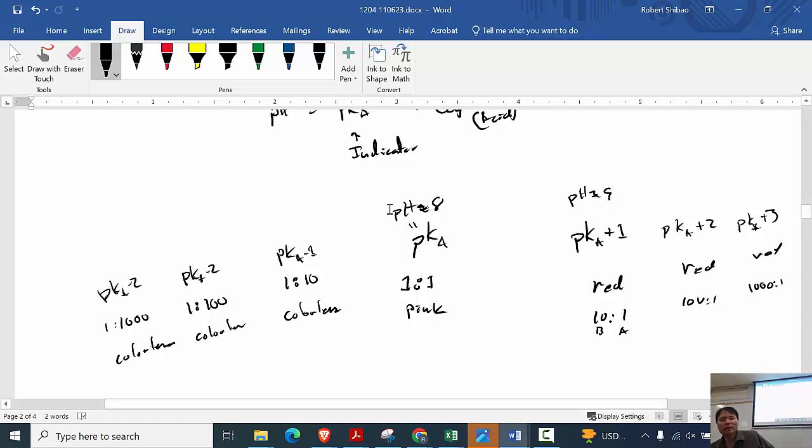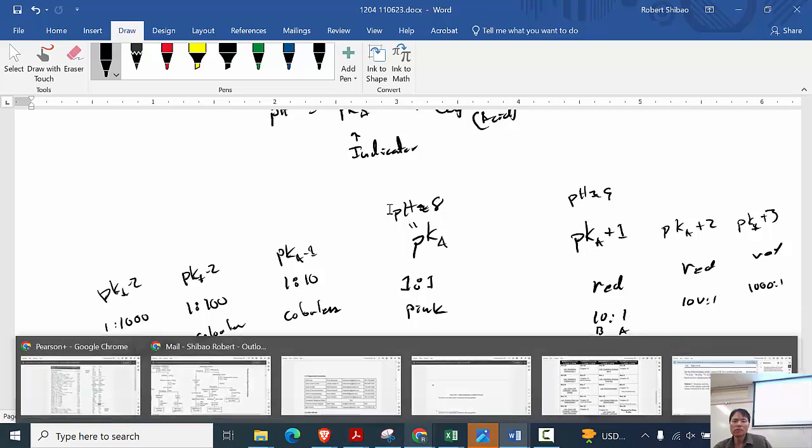So when we look at indicators, they are like buffer systems, but now we look at the base to acid ratio to tell us the color. If the base to acid ratio is greater than 10, the base color dominates. If the base to acid ratio is less than 1/10, then the acid color dominates. But if the base to acid ratio is between 1/10 and 10 to 1, then we have an intermediate color.